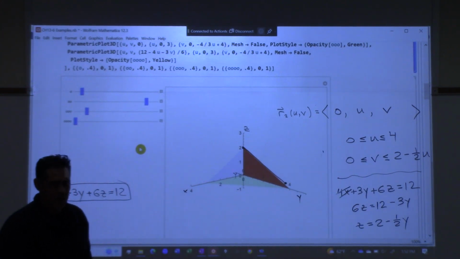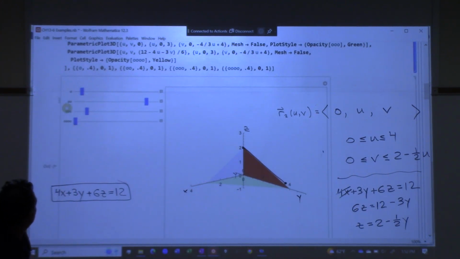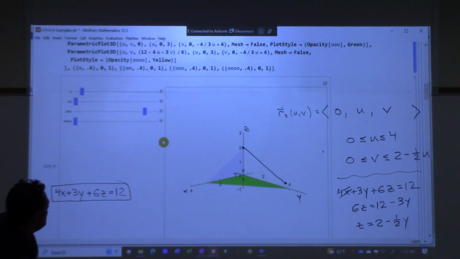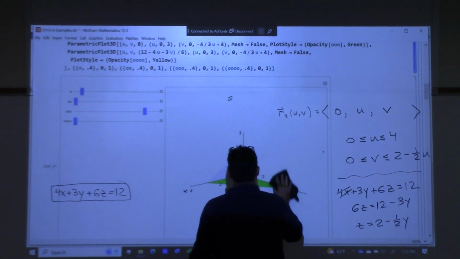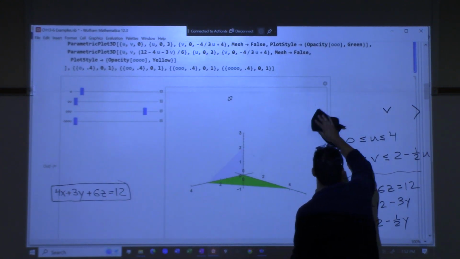All right, let's do the bottom one now. The bottom one, let's take that one out. Let's call that R3. Give you a moment to think about it.